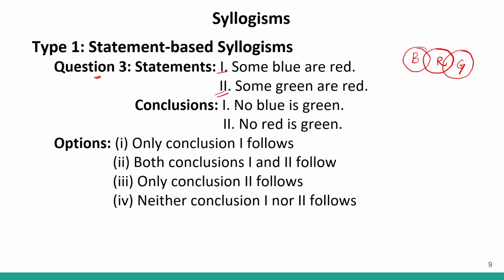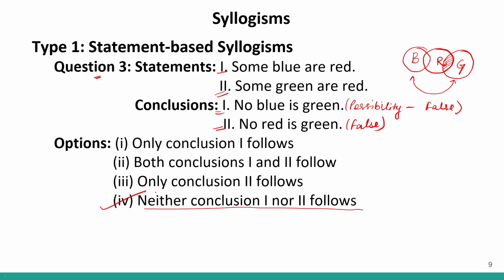Now let us look at the conclusions. Conclusion 1 says no blue is green. Again, it is a possibility, but it may or may not be true. It is not mentioned. So I will say this is false. Correct? Conclusion number 2 says no red is green. Over here, I can see overlapping between red and green. Clearly, there is overlapping between red and green. So this is also a clearly false statement. So I would say that neither conclusion 1 nor conclusion 2 follows, which is given in option number 4. So option number 4 will be my answer to this question. Clear?